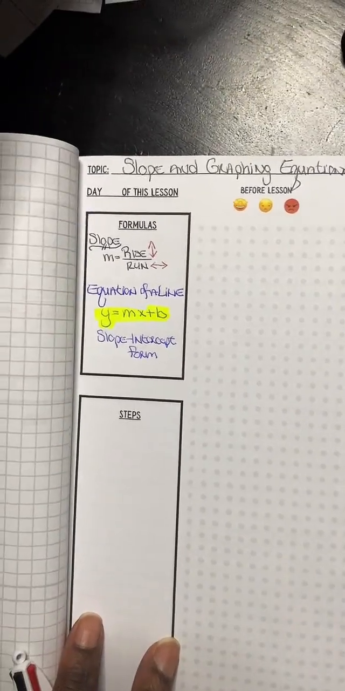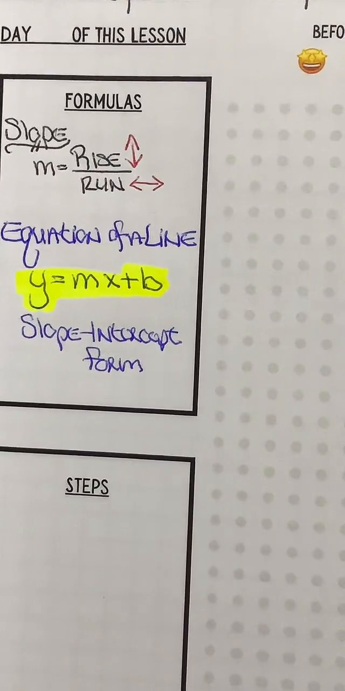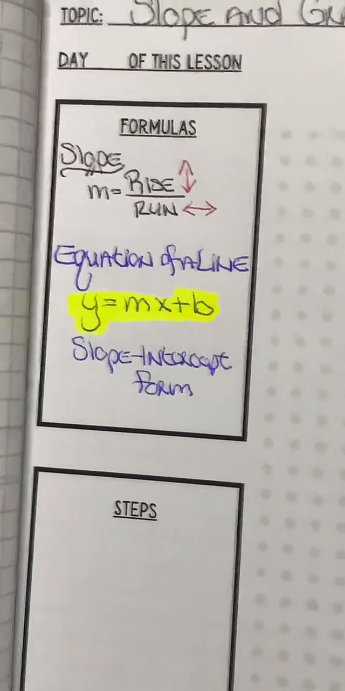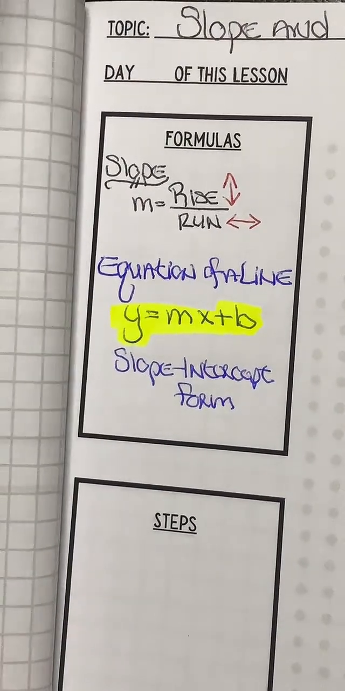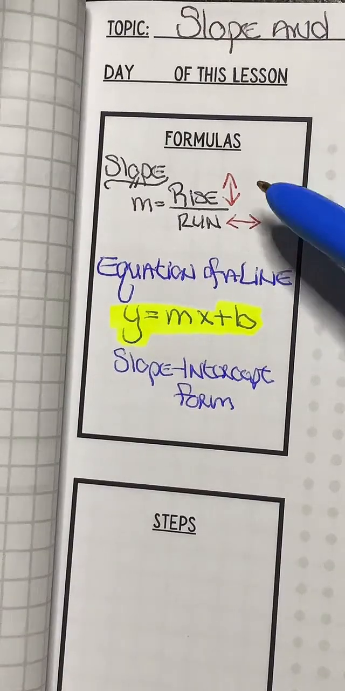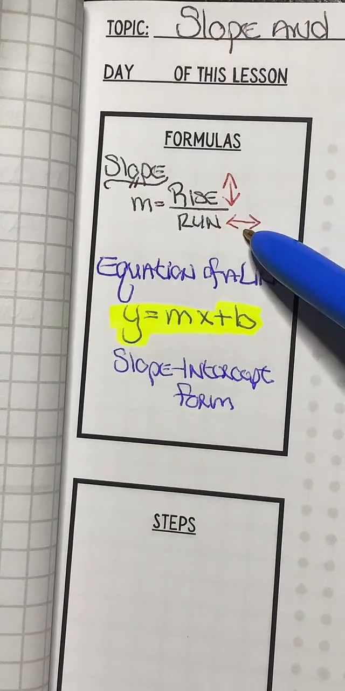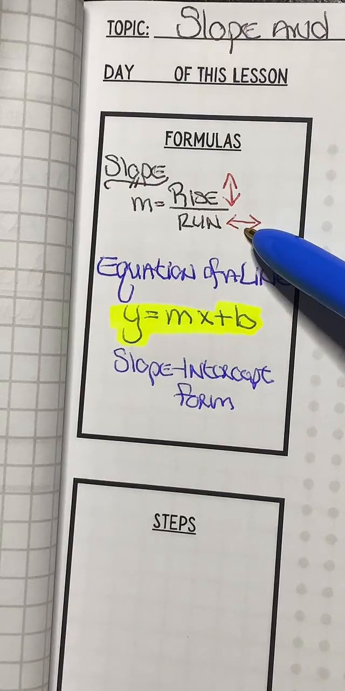As we do, we take a little bit of some notes. Let me see if I can zoom in a little bit. So we're looking at slope. Remember, slope is basically your rise over your run. So your rise is the change of the y's, and your run is the change of your x's.